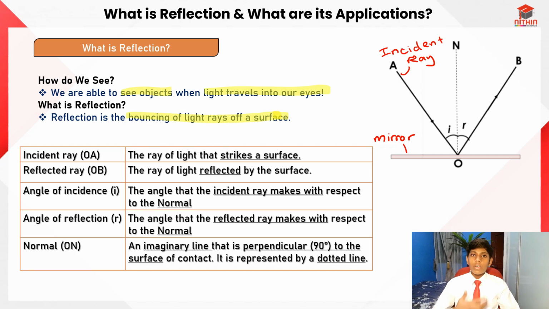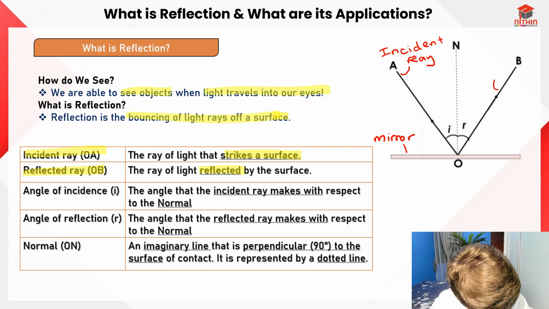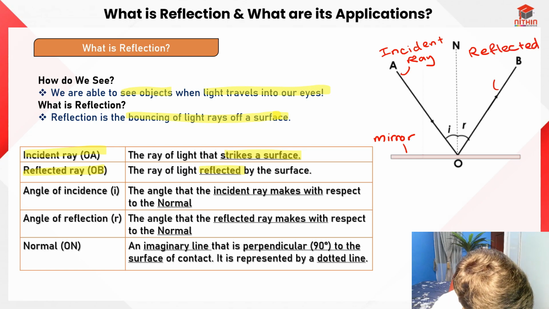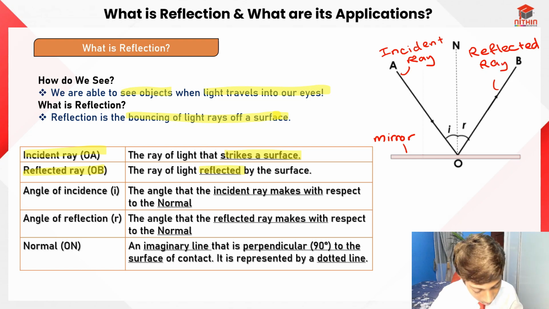Okay, then next, the reflected ray. The reflected ray is basically OB. This is the light ray that actually bounced off the surface, which was reflected by the surface. So the ray OB is the reflected ray. Let me label that: the reflected ray.